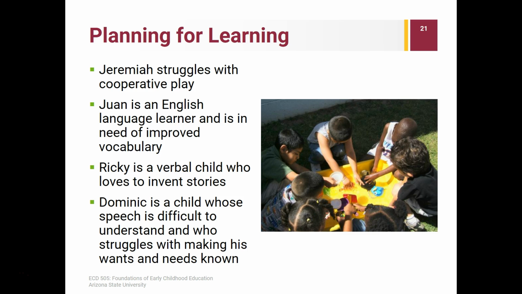While observing this activity in the classroom, the teacher may have discovered that Jeremiah struggles with cooperative play. Juan is an English language learner and in need of improved vocabulary. Ricky is a verbal child who loves to invent stories. Dominique is a child whose speech is difficult to understand and who struggles with making his wants and needs known.